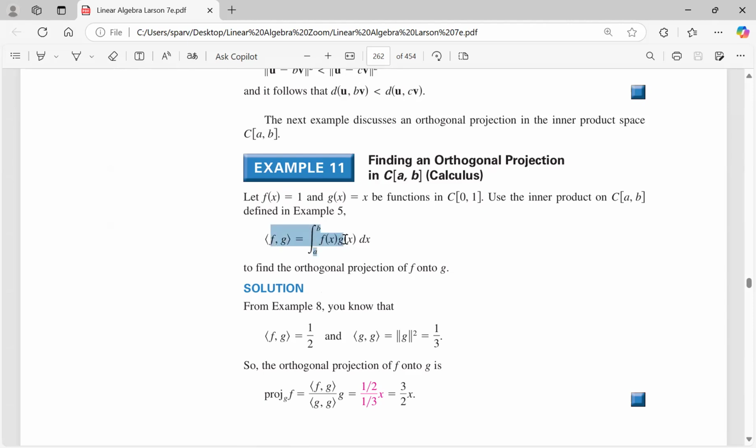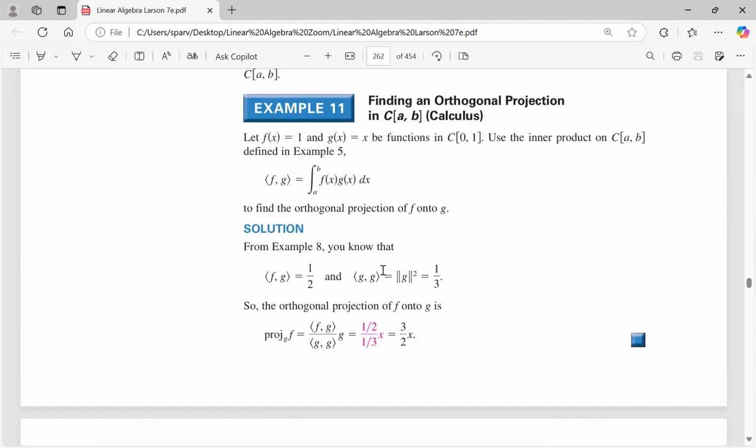And here's an inner product that's defined, right? That's the dot product, the way it's defined. It says find the orthogonal projection of f onto g. So what is that geometrically? Again, geometrically, that's why you don't see a geometry of this. It just is kind of an abstraction. It's really an abstract idea. So it says, okay, well, f dot g.